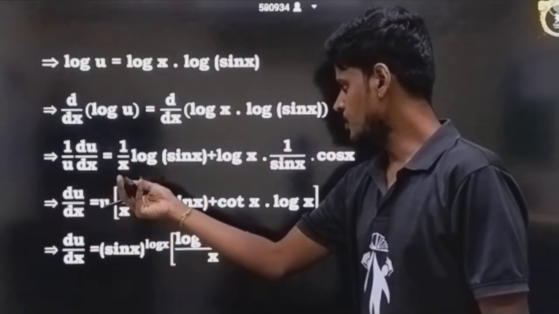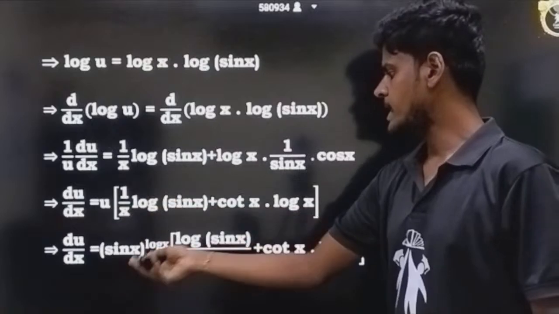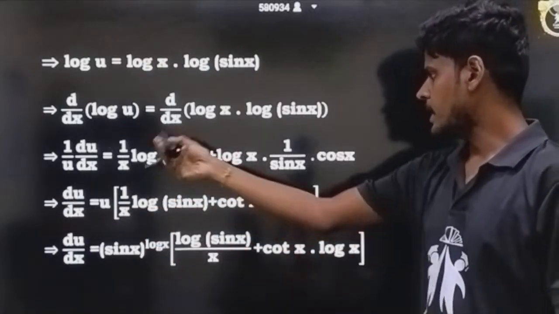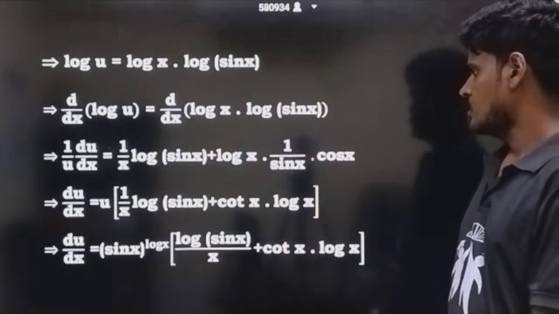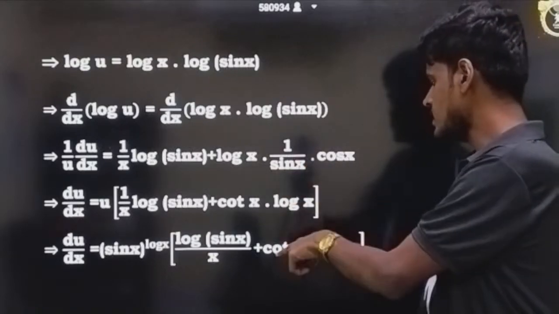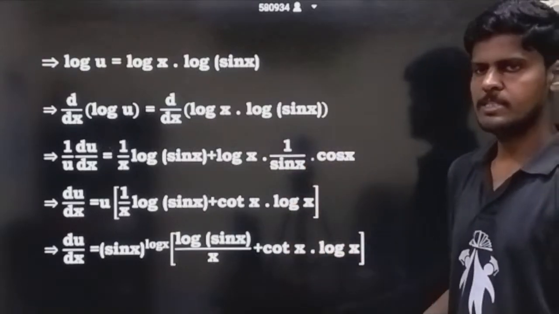du by dx is equal to u into this value. What is u? Sin x power log x into the other term as it is. Cos x by sin x is cot x, so it will be cot x into log x.